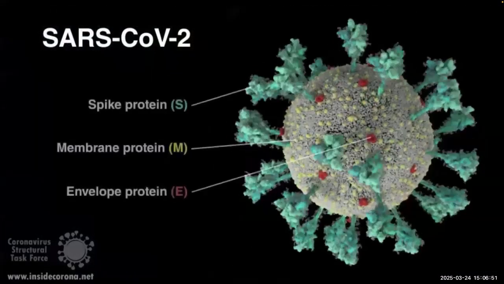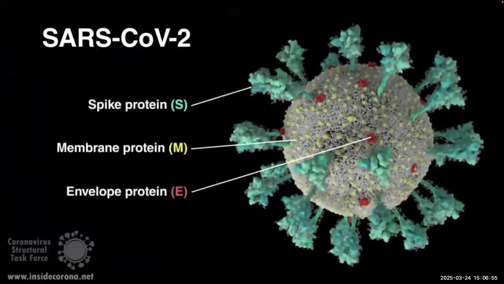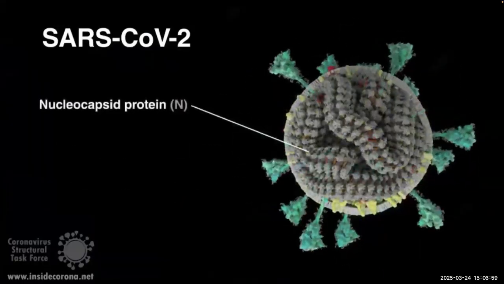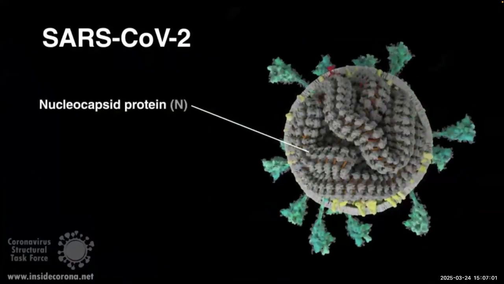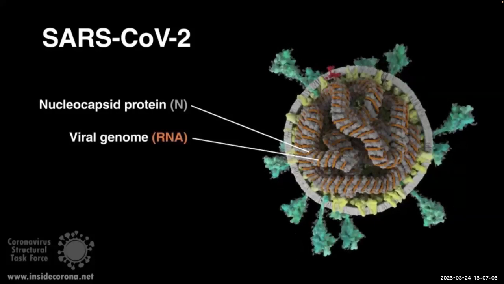The surface of the virus is studded with spike proteins, colored teal, membrane proteins, colored yellow, and envelope proteins, colored red. The cross-section shows the viral RNA genome, orange, and nucleocapsid protein, which protects the RNA, gray.